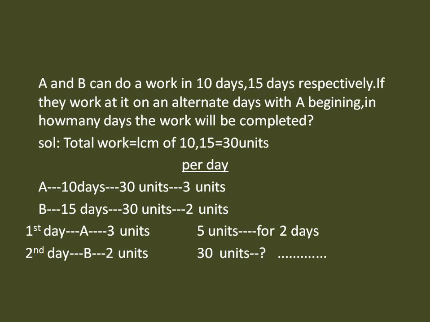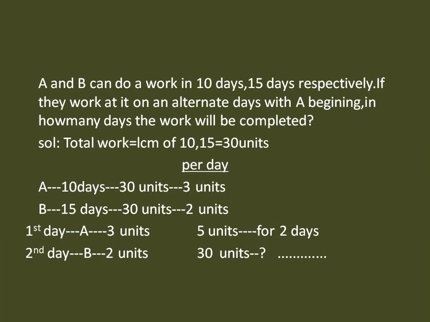So let us see. A can do 30 units of work in 10 days. So A can complete 3 units per day. B can complete 30 units of work in 15 days. So B can complete 2 units per day.